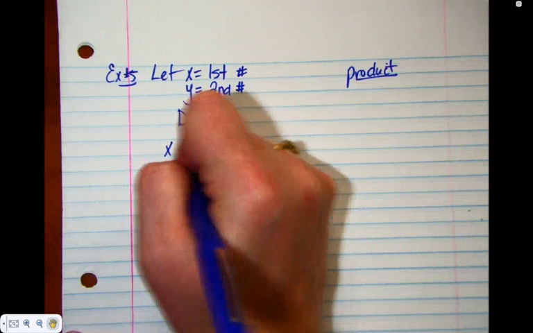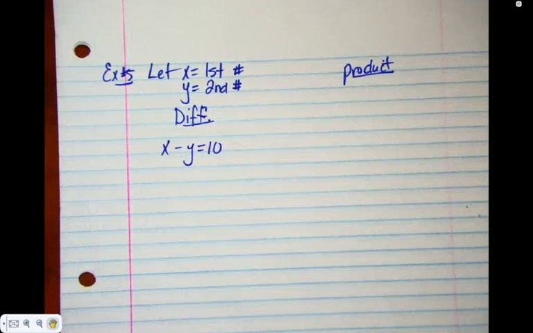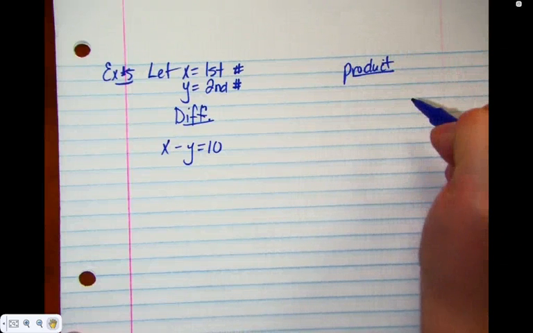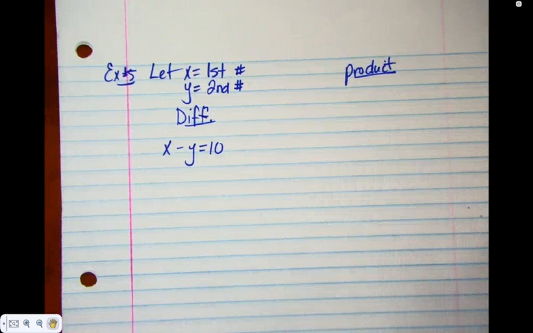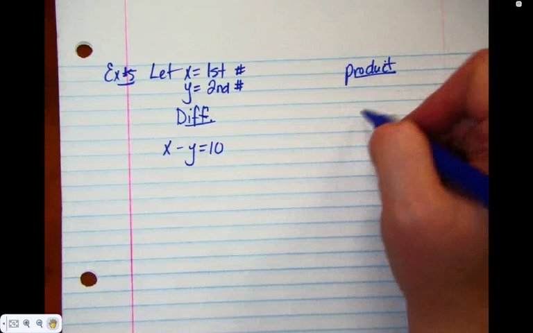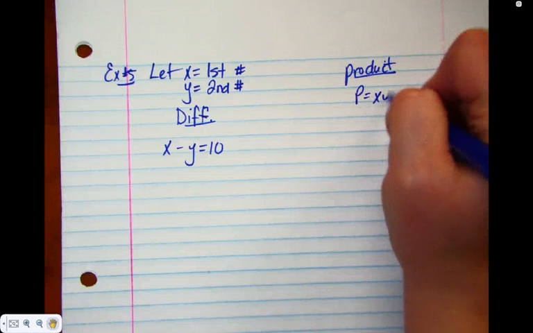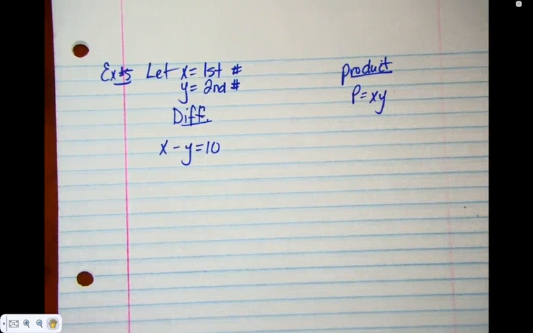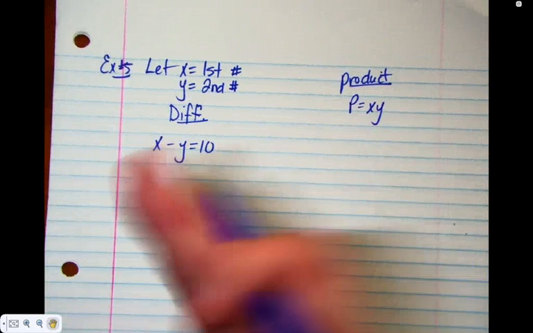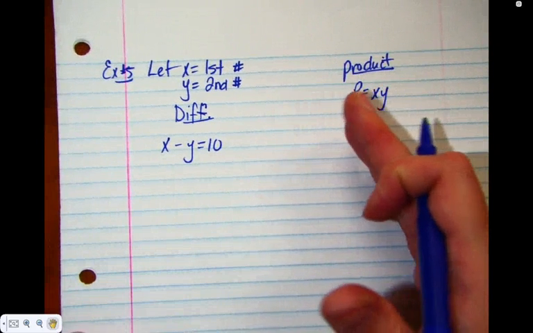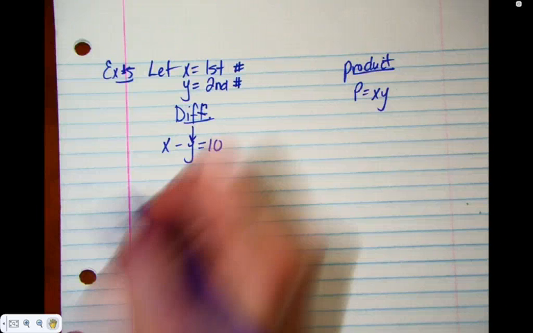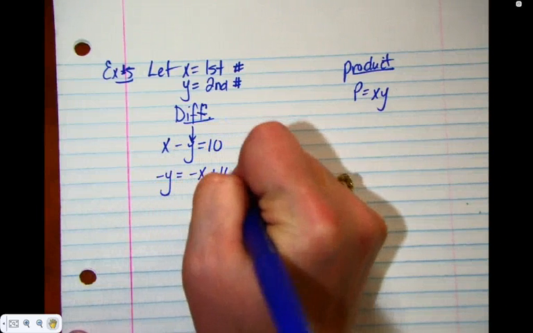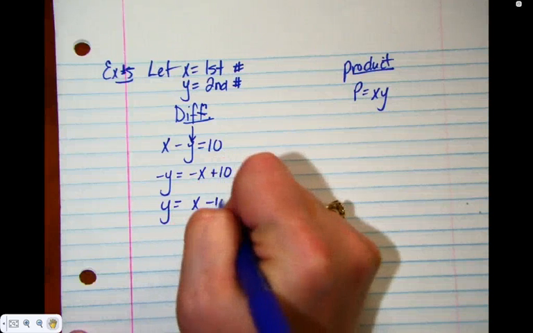X minus y equals 10. Is it just x minus y equals 10? Because we said let x equal first number. The first minus the second, yep. So if we said let y equal first number, would it be y minus x? Correct. How do I do a product? This is now really our fifth one that's got the same steps. What do we always do now once we've got our equation on the right? Yeah, come back to the left, get y by itself. So then y equals x minus 10.